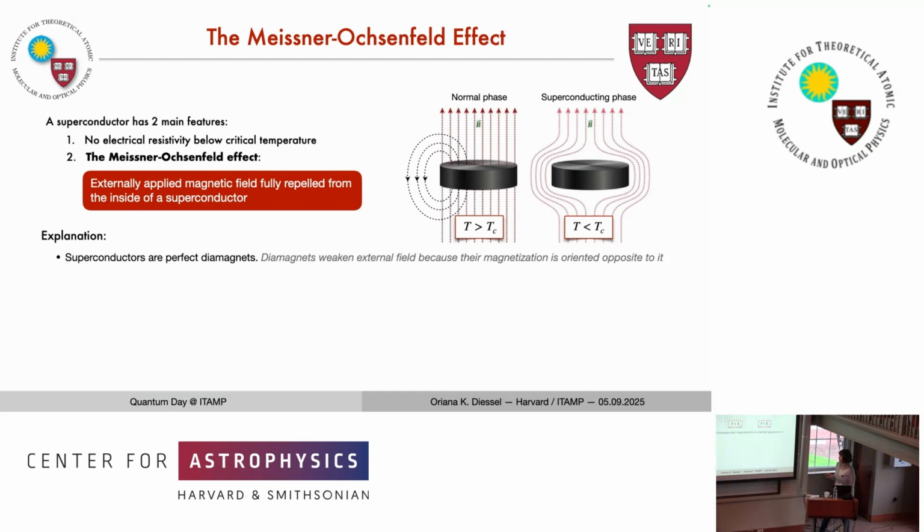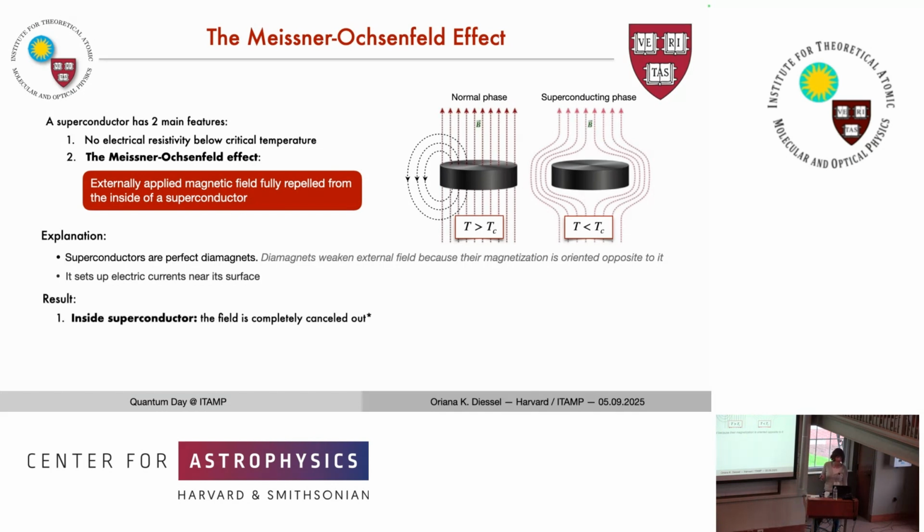If you don't know what a diamagnet is, they basically weaken the external magnetic field because their magnetization is oriented exactly opposite to the external magnetic field. And perfect means that it has the same magnitude as the external field, so it really cancels out the external field completely. And this is done because the superconductor sets up electric currents near its surface, which expel the magnetic field.